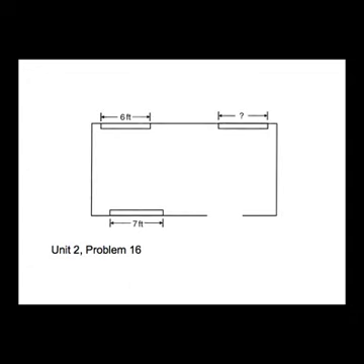Another example. You are missing a section of baseboard. You know the house needs 27 feet total of baseboard. You have a 6-foot section and a 7-foot section. So you take 27 minus 6 minus 7 and you come up with 14 feet.